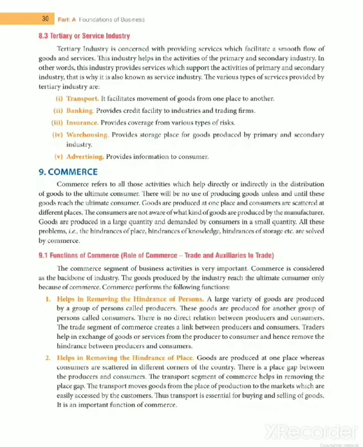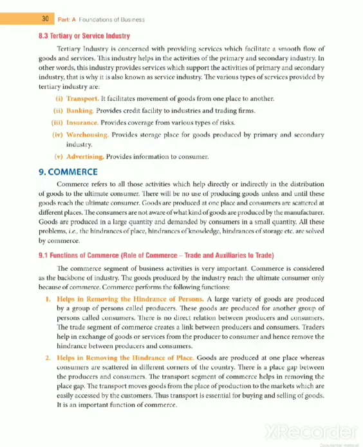A large variety of goods are produced by a group of persons called producers. These goods are produced for another group of persons called consumers. There is no direct relation between producers and consumers. The trade segment of commerce creates a link between producers and consumers. Traders help in exchange of goods or services from the producers to consumers and hence remove the hindrance between producers and consumers.